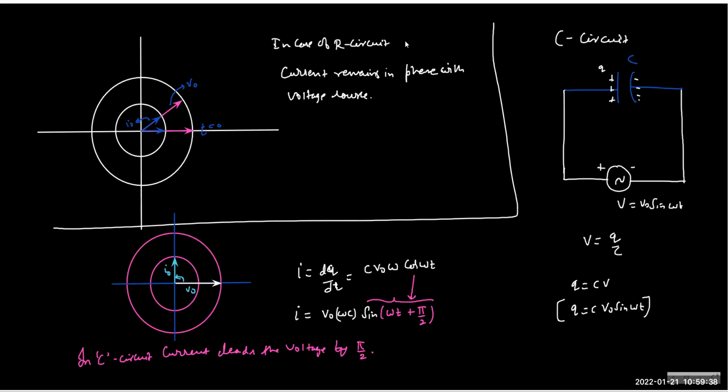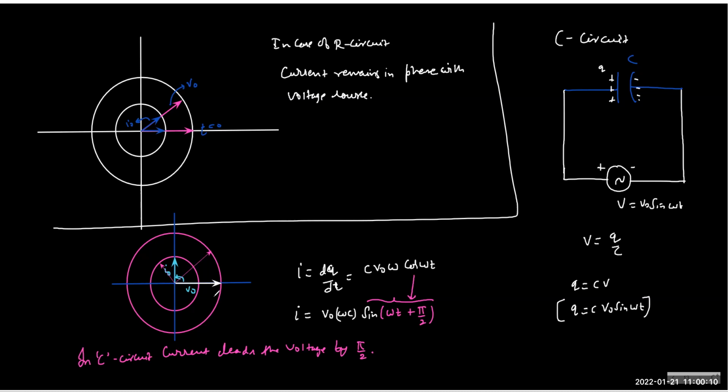After some time t, if the voltage is here, then current will always remain at a right angle, but it will also turn by the same value. So their individual phase will change, but their phase difference will never change. So it will always remain ahead by pi by 2 because they turn together. So in a C circuit, the current leads the voltage.